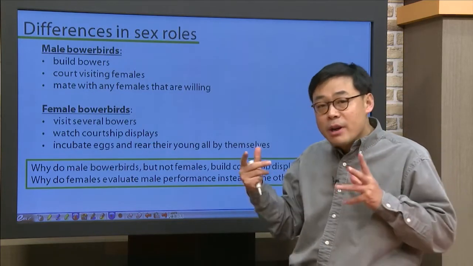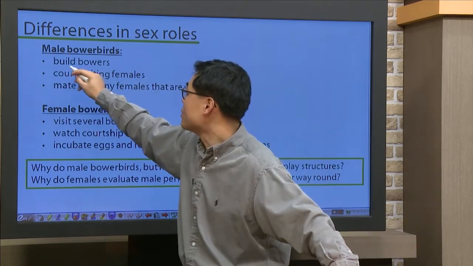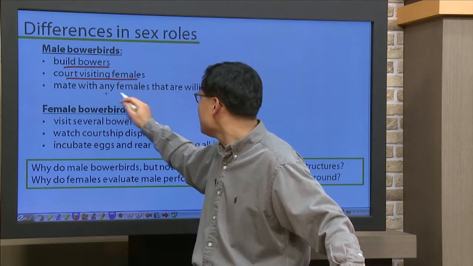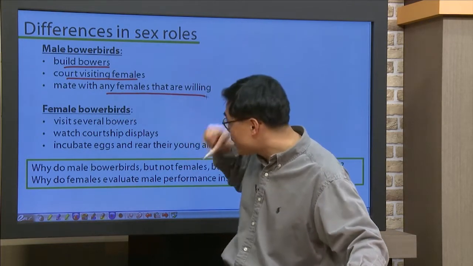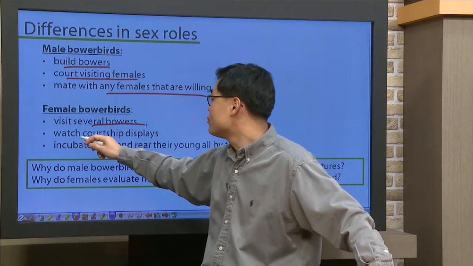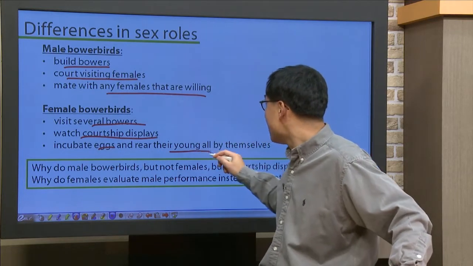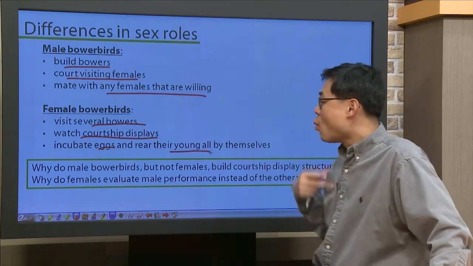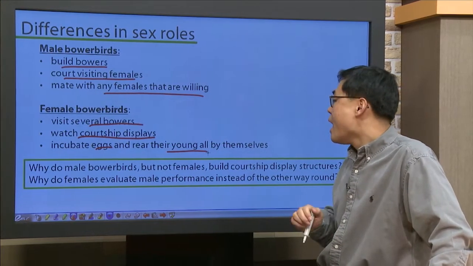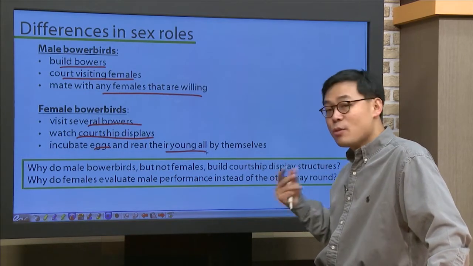So now we recognize the difference in sex roles. The male bowerbirds build bowers, court visiting females and mate with any female that is willing. But the female visits several bowers, does the window shopping, and then incubates eggs and rears her young all by herself. Why this difference in male and female behaviors? And why do females evaluate male performance instead of the other way around?